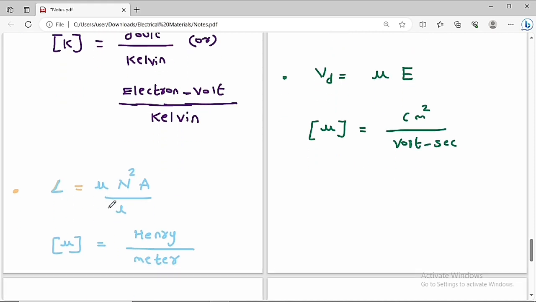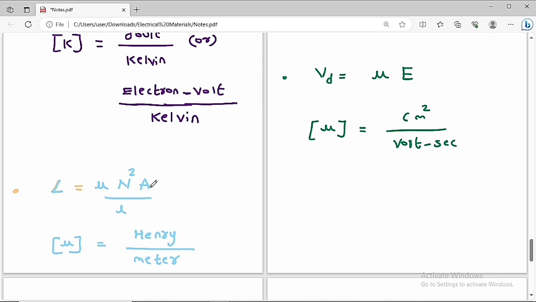Then the inductance formula, L is equal to N square by R, where R is equal to L by mu A. If you simplify, what are we going to get? L is equal to mu into N square A by L, where L is the inductance, mu is the permeability, N is the number of turns, A is the area, and L is the length. The unit of the inductance is Henry, the unit of the area is meter square, and the unit of the length is meter. N is the number of turns. It's a number, which means it's dimensionless.